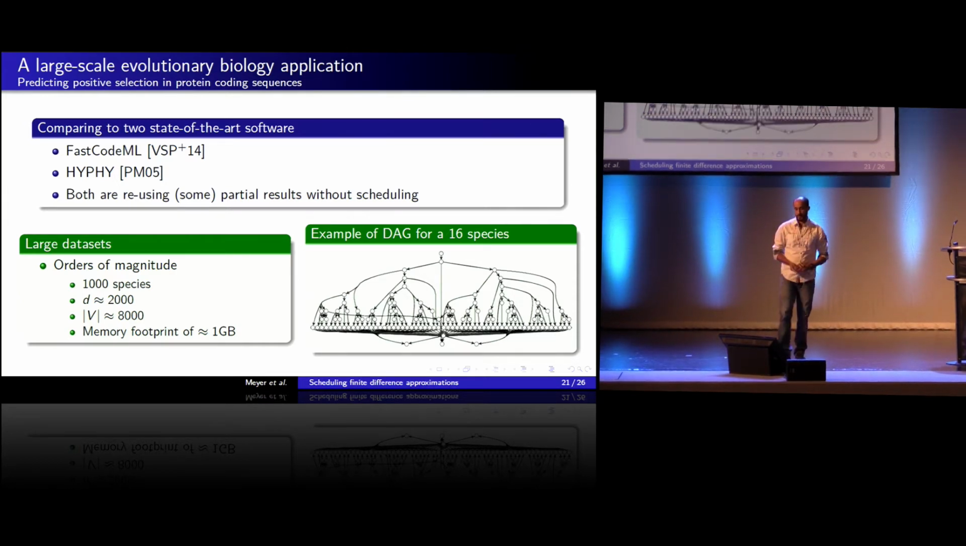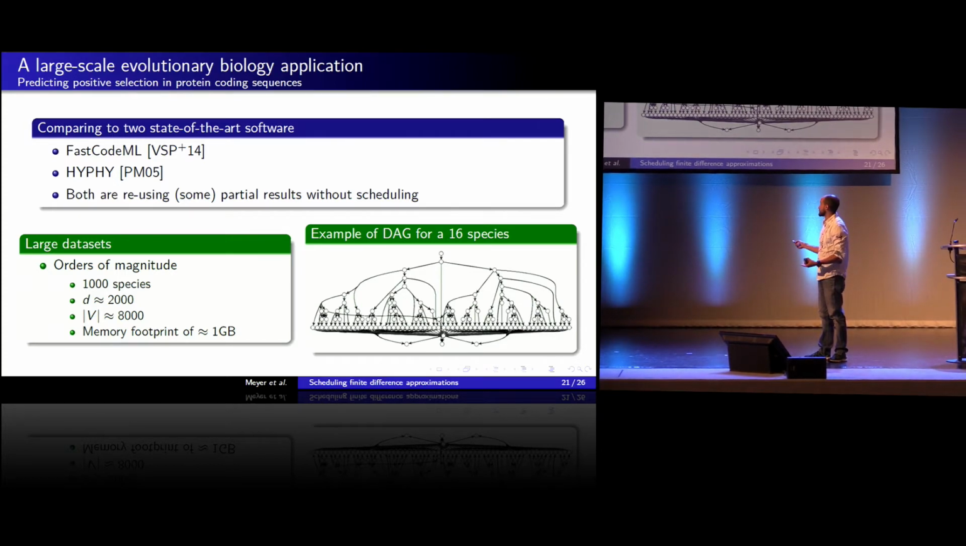We assessed the results on large data sets, so data sets that had more than 1,000 species, which is quite big, 2,000 parameters, and approximately the DAG had 8,000 nodes. And this was taking about 1 gigabyte in memory. These data sets are quite big, but they're not the biggest that we can use. We could use data sets that have maybe 3,000 to 4,000 species. This is an example of a DAG with 60 species. So with 1,000 species, this DAG is way, way bigger.